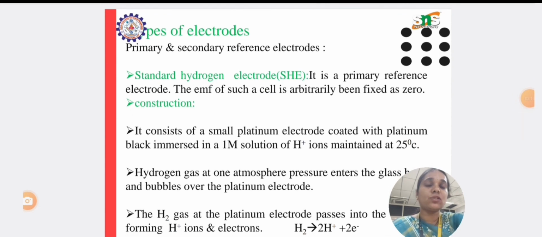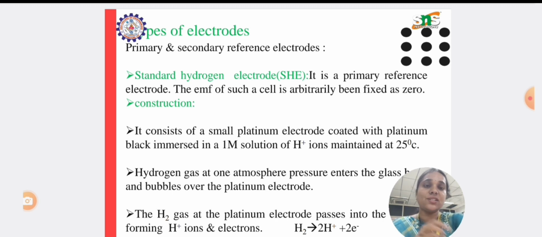The types of electrode we are going to see are the primary and secondary reference electrodes. The primary electrode, as already said, is the hydrogen electrode, the standard hydrogen electrode, commonly called SHE. It is the primary reference electrode. The EMF of such a cell is fixed as 0, so its potential is 0 and it can be taken as reference. For that purpose, it is the primary one used as a reference electrode.